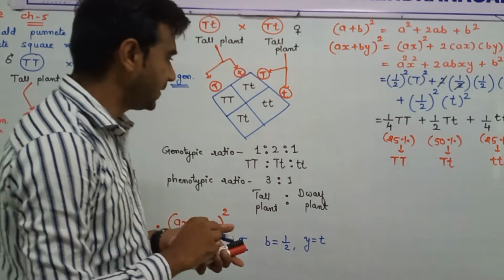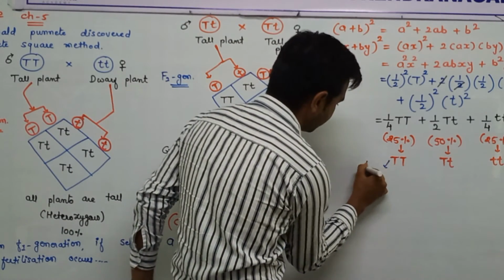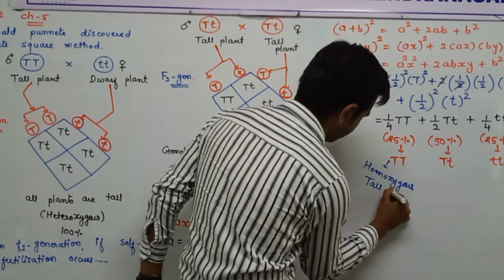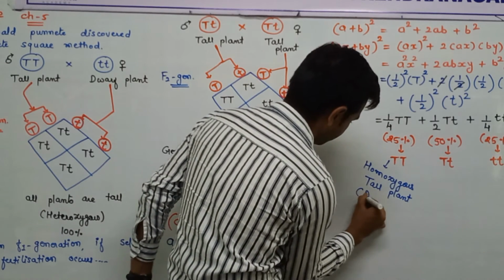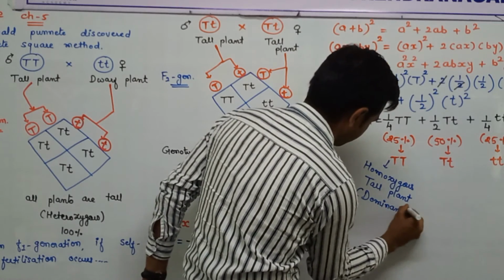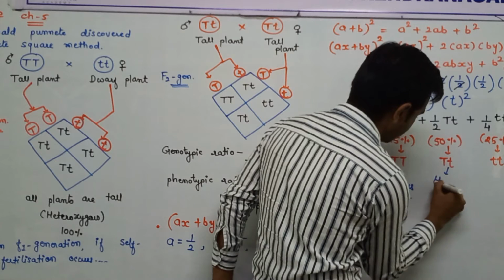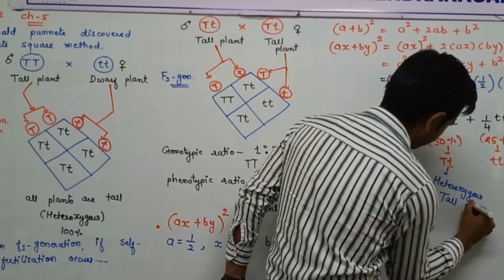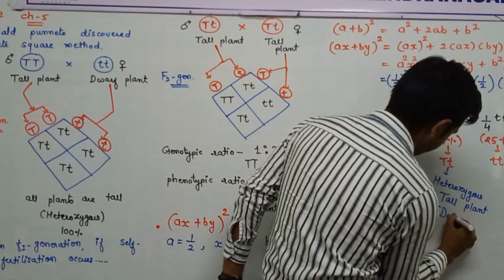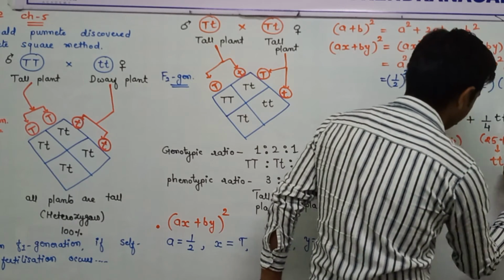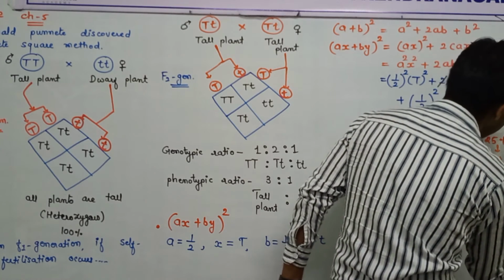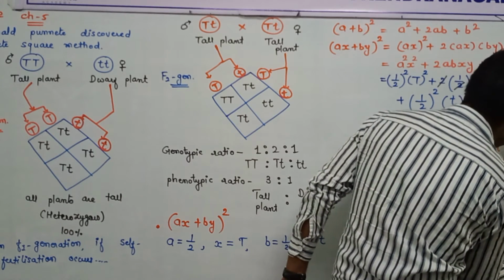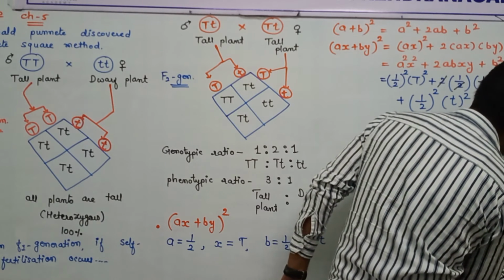So here you know the phenotype. So this is homozygous dominant, this is heterozygous tall plant, and this is homozygous dwarf plant, that is recessive.